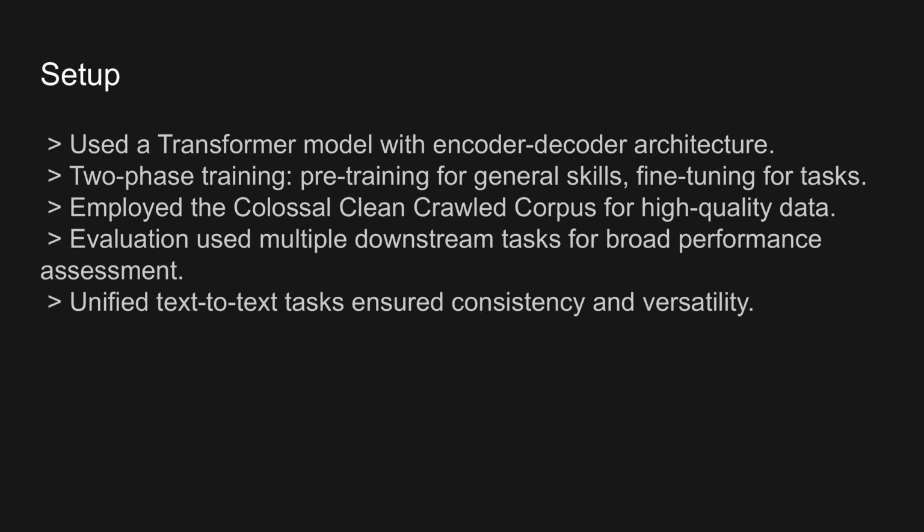It's for transforming one sequence into another, like translation. Exactly. The encoder processes the input into a representation, and the decoder generates the output. This approach works well for tasks like translation or summarization, fitting their text-to-text framework. Next, they used a two-phase training process: pre-training for general language understanding and fine-tuning for specific tasks.